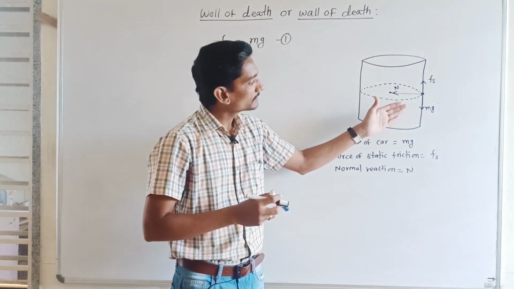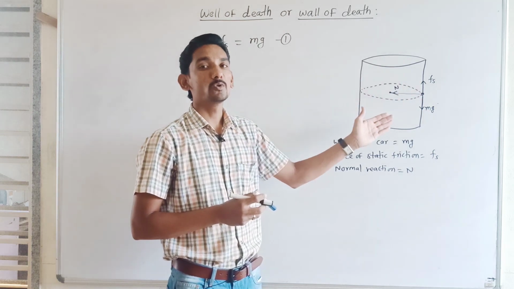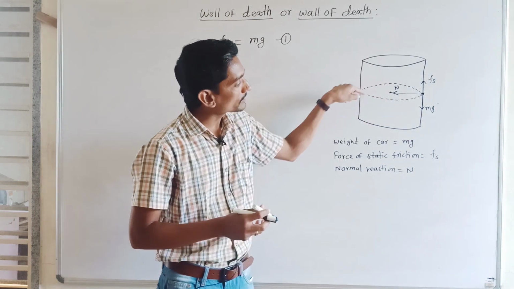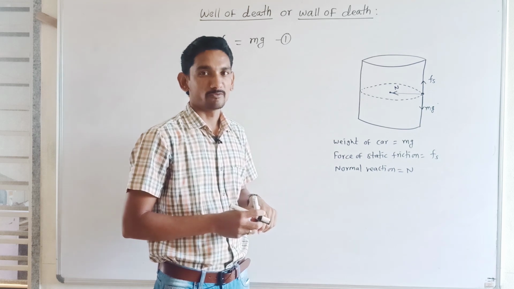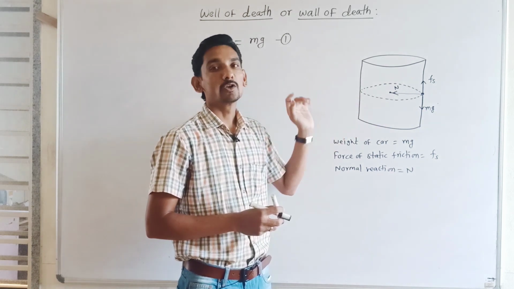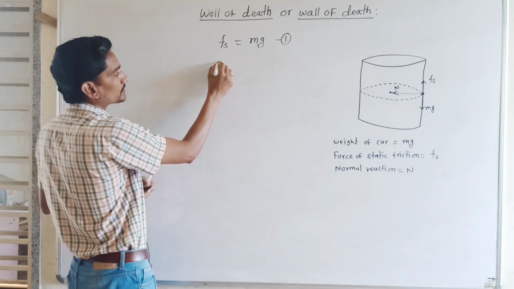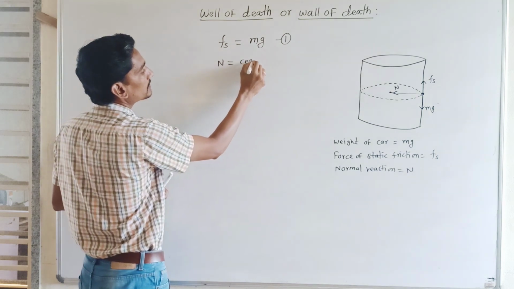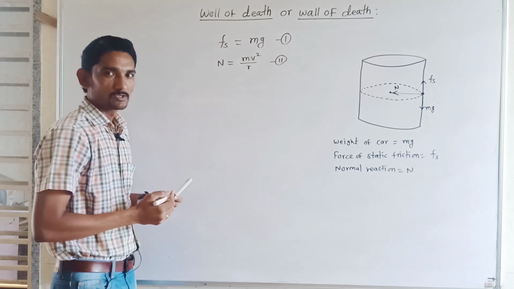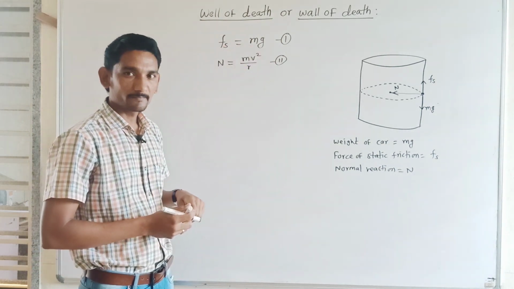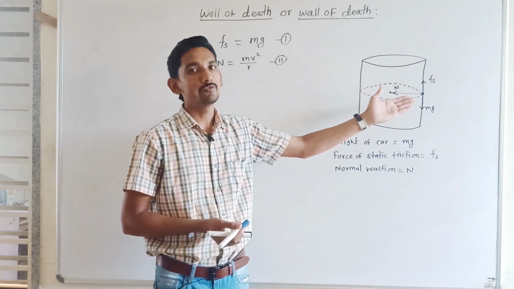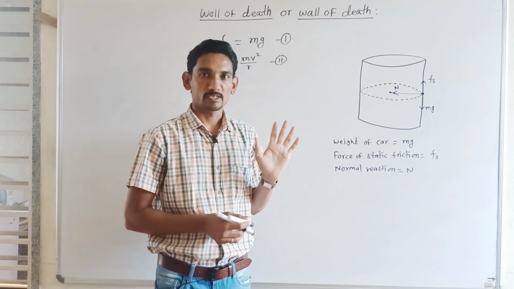Now the person is performing horizontal circular motion inside this wheel of death. When a vehicle performs horizontal circular motion, it requires the centripetal force. In this case, the necessary centripetal force is provided by this normal reaction. So we can write that N provides the necessary centripetal force, mv square upon r. The force of static friction balances the weight and prevents the vehicle from sliding, and the normal reaction provides the centripetal force due to which the vehicle can perform horizontal circular motion inside the wheel.